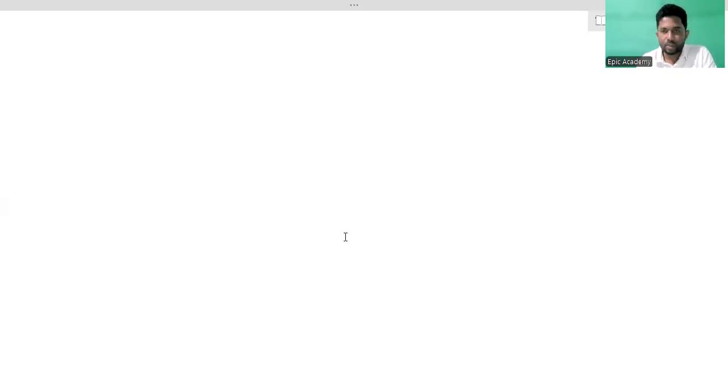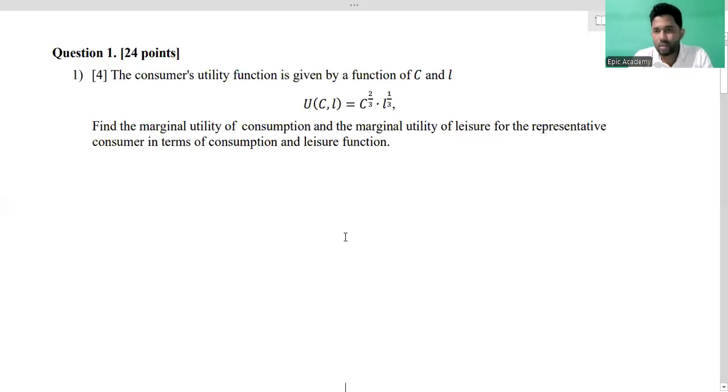Let's move to the first question in your assignment. I will teach each and everything based on your assignment. First, the consumer's utility function is given as a function of C and A. First of all, we have to identify the meaning of utility. Utility means the satisfaction you get after consuming something.